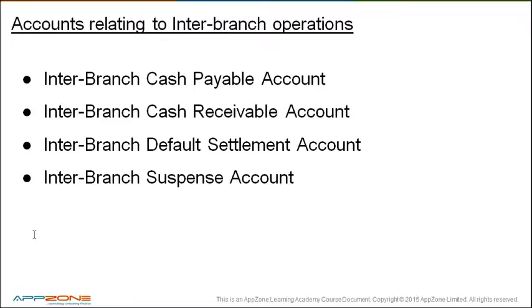The accounts relating to interbranch operations. We have four major types of accounts that make interbranch operations possible. We have the interbranch cash payable account, the interbranch cash receivable account, the interbranch default settlement account, and the interbranch suspense account. All these four accounts make it possible for banks to service other branches' customers without difficulty.